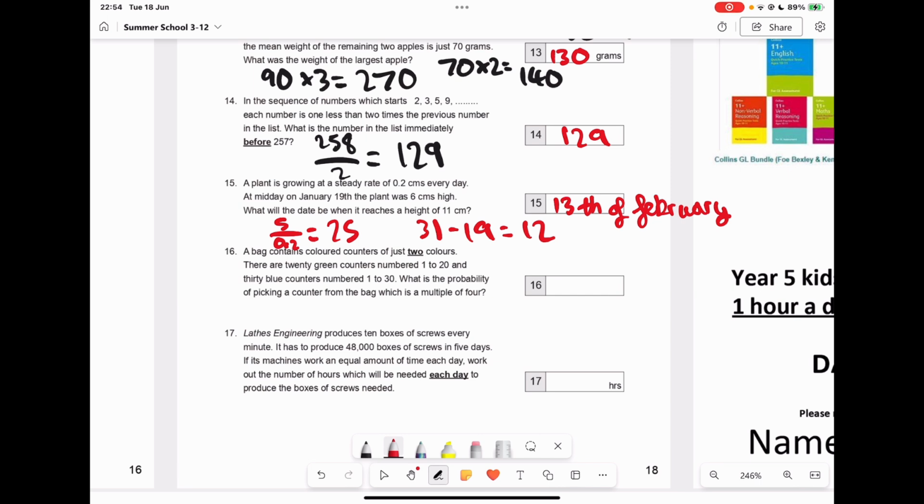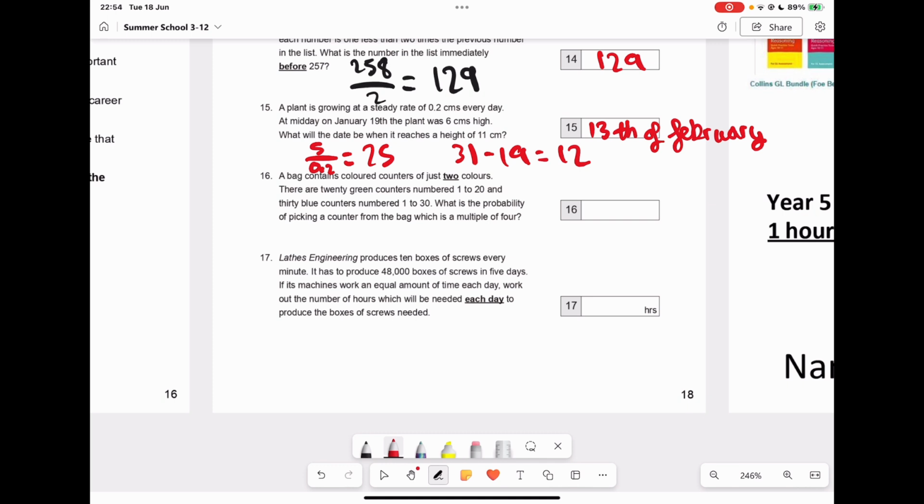So then, question 16. A bag contains coloured counters of just 2 colours. There are 20 green counters numbered 1 to 20, and 30 blue counters numbered 1 to 30. What is the probability of picking a counter from the bag which is a multiple of 4? Okay, so what we're doing is, we know that there are 2 colours, 20 green, numbered 1 to 20, and 30 blue.